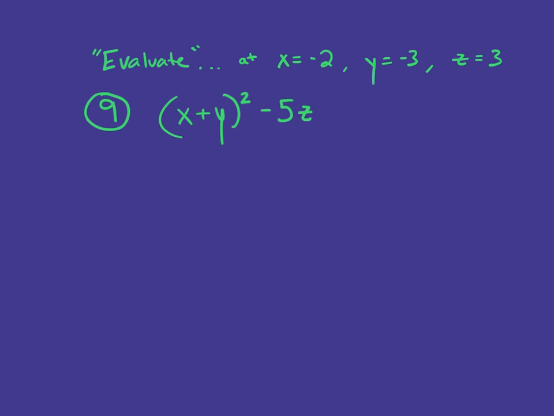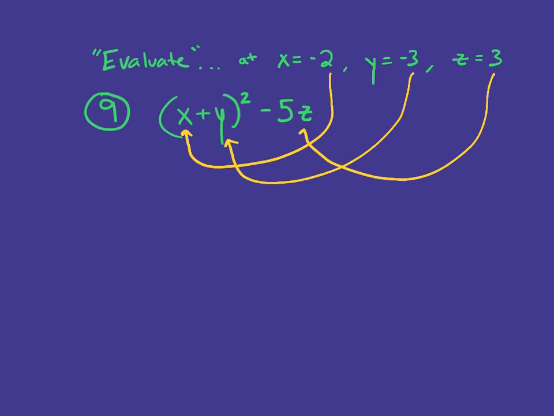Number 9, evaluate at x equals negative 2, y equals negative 3, z equals 3. So we've got 3 things that we're inputting here. We've got an x, y, and a z, and all 3 of those things mean different things. So we've got negative 2 going in for x, negative 3 going in for y, and then 3 in for z. So start out by rewriting all of this. In parentheses, we've got negative 2 plus y, which is negative 3, squared, minus 5. And since 5 is multiplying by z, we want to put parentheses, 5 times 3.